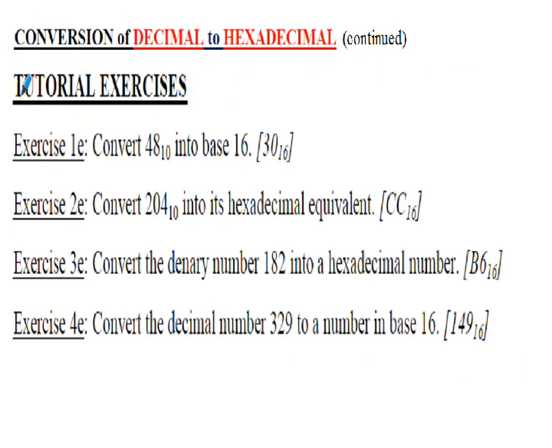Here are some tutorial exercises to attempt on conversion of decimal to hexadecimal. In question 1e, you've got to convert 48 in base 10 to base 16. Question 2e, 204 in base 10 to base 16. Question 3e, convert the denary number 182 to the hex number. And exercise 4e, convert the decimal number 329 into base 16. Answers are given in the square brackets on the right hand side. I'd encourage you to stop the presentation now and attempt the exercises.